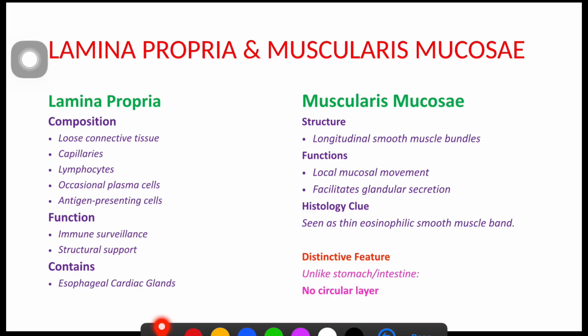What is the distinctive feature? Unlike the stomach and intestine, the muscularis mucosae contains only a single layer of muscle but no circular layer. In the stomach and intestine there are two layers, but here there is only a single eosinophilic smooth muscle band without a circular layer.